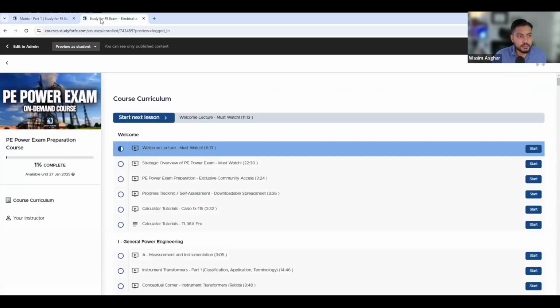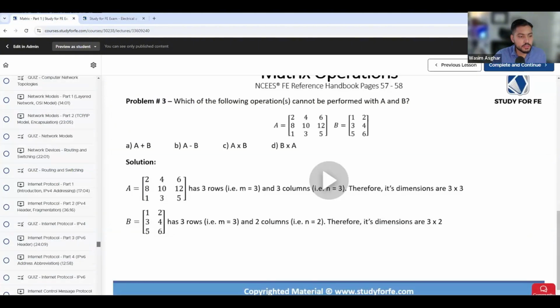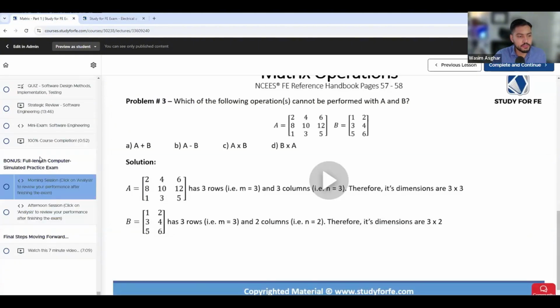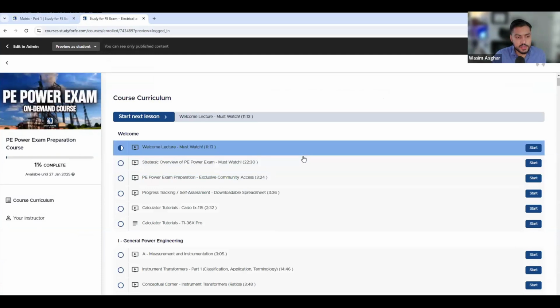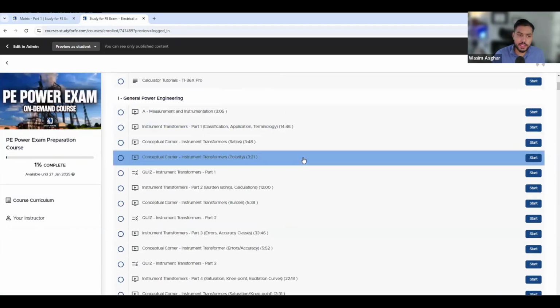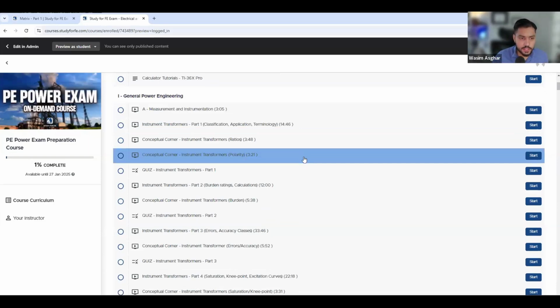Then we have PE Power. Oh, one thing I forgot to mention: at the end, you have a full-length computer simulation practice exam. And then we have PE Power, same approach, but recognizing that this is a different exam, more difficult in some ways, slightly easier in other ways.